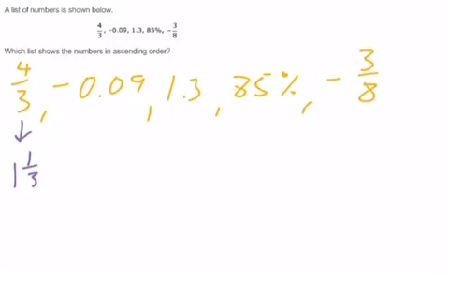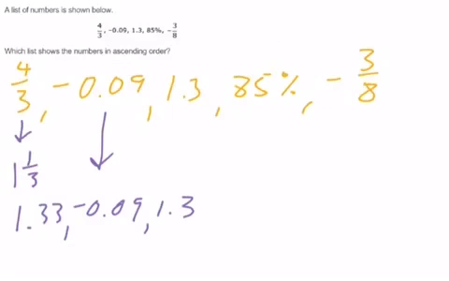So 1 1/3 is the same as 1.33 repeating. So I know I've got that value. This is already a decimal, negative 0.09, so I can just write this down right over here. Same thing with 1.3. 85%, in order to do that, I just need to move the decimal 2 places. So I'm going to get 0.85, 85 hundredths, and then finally negative 3/8.